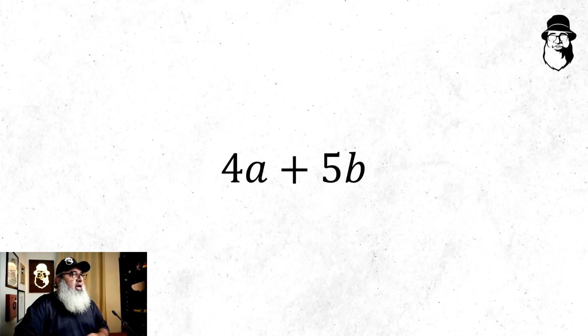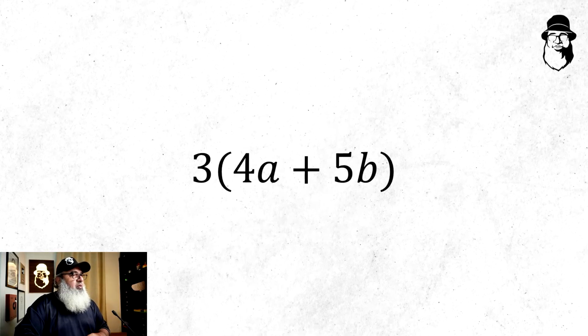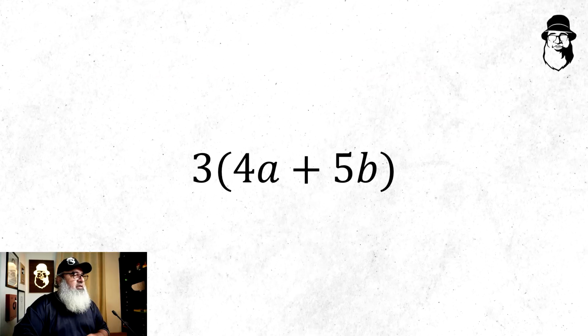Sometimes we want to have a multiple of 2 or more terms. So if we want 4a plus 5b 3 times, we can write this with brackets like this. We can also think of it as 3 sets of 4a plus 5b, or as 3 baskets each containing 4 apples and 5 bananas. So let's expand this.